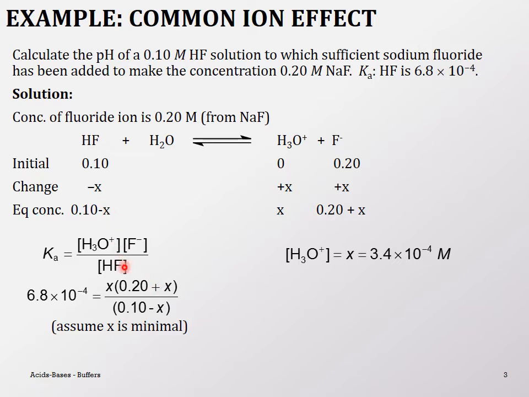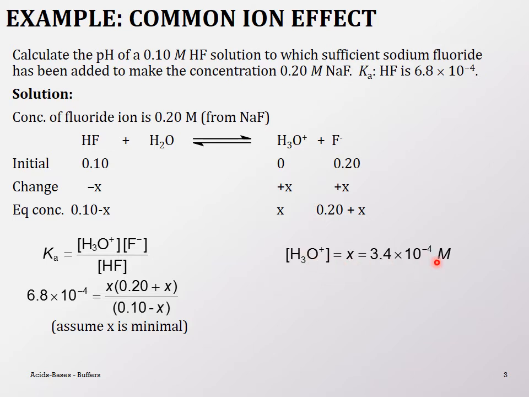We're going to be calculating for X, but we are going to assume that X is very small, which means that the plus X and the minus X become negligible for us. So this is the only X we have to worry about, which is really good. It saves us from solving quadratic equations. So anyhow, to calculate X is this. The hydronium ion concentration, which is right here, is also X. So the hydronium ion concentration turns out to be 3.4 times 10 to the negative 4 molar.